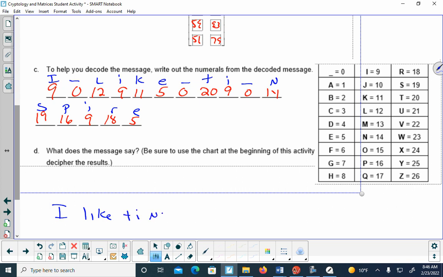So the message is I like TI Inspire. Of course we do. We love our calculators. And so that's how I decode a message. This is just to help you get a head start, help you figure out what we're going to do next class when we do the project. See you soon.